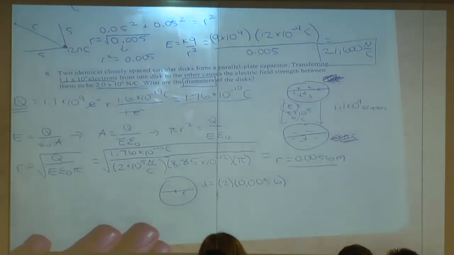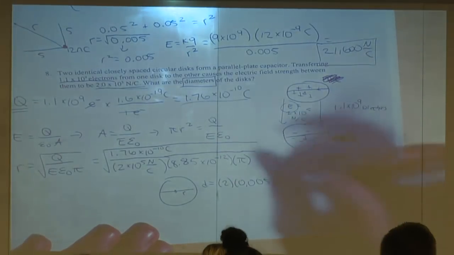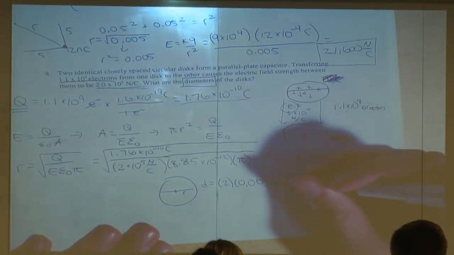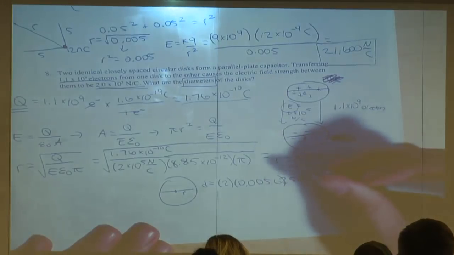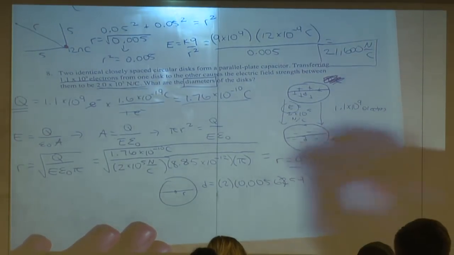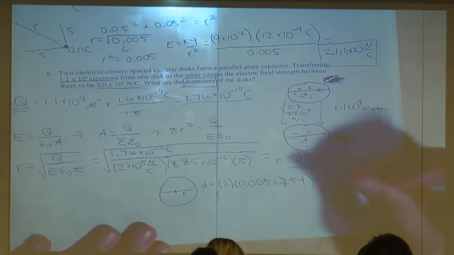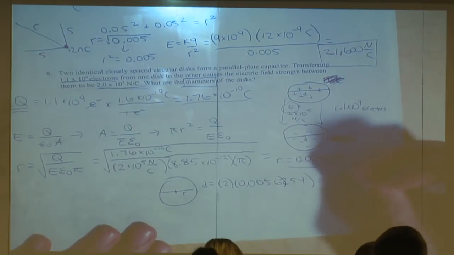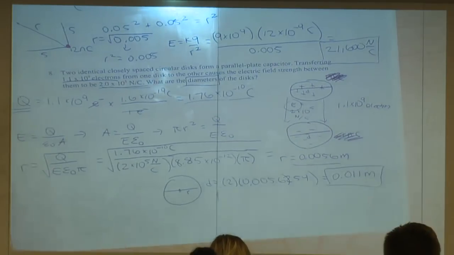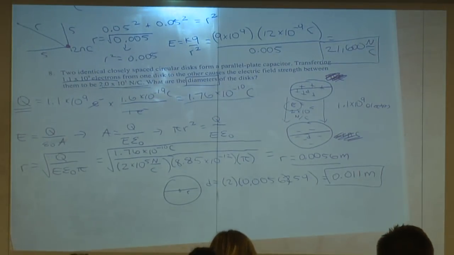0.0056. And whenever you do stuff like this, don't round. So in the calculator, it ends up being like 0.0056259. Because sometimes with rounding errors, you can have a slightly different answer. It's not a huge deal though. Okay, so it's going to be 0.011 meters for D. Are there any questions about this one?